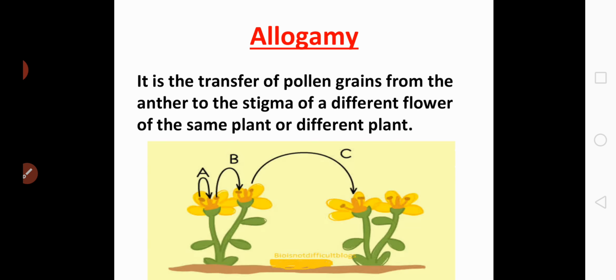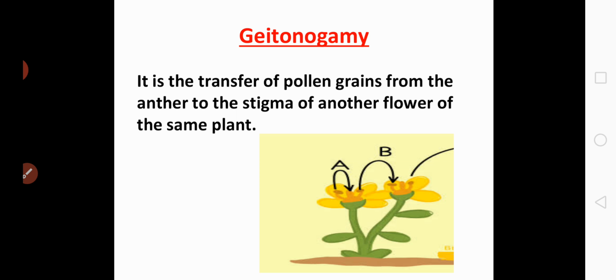Okay, whereas allogamy means the transfer of pollen grains from the anther to the stigma of different flowers of the same plant or different plant. So in self-pollination or autogamy, pollination takes place in the same flower, whereas allogamy requires two different flowers of the same plant or different plants. Is that clear? Now this allogamy is also called cross-pollination. And under this, there are two types, geitonogamy and xenogamy.